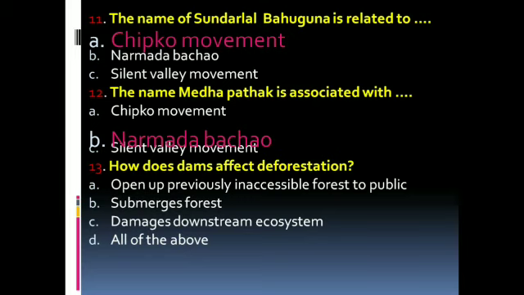How do dams affect deforestation? The options are: open up a previously inaccessible forest to the public, submerge forest, damage downstream ecosystem. So all of these are correct. So D will be the right option.